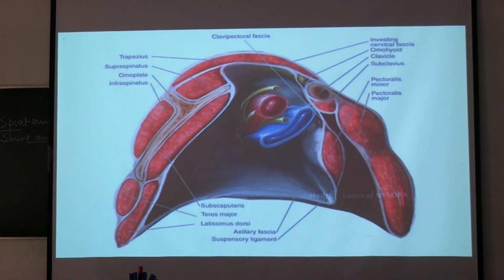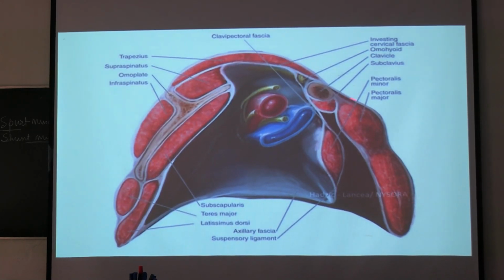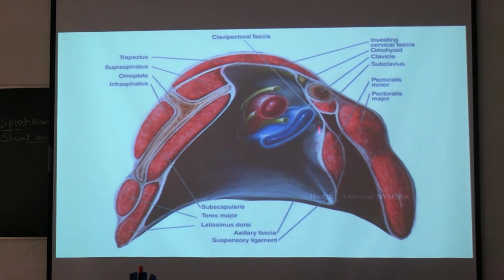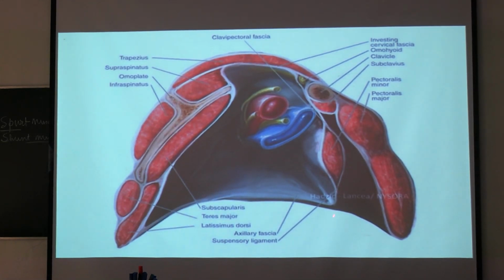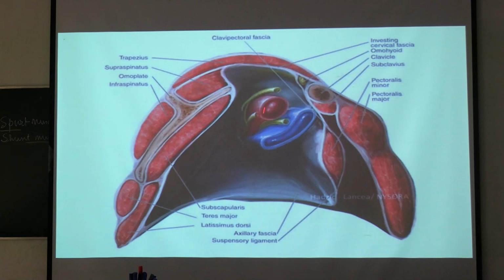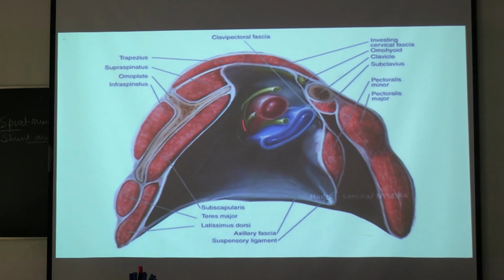See here, this is pectoralis major. This is pectoral fascia. After that, here is the clavicle, subclavius, clavipectoral fascia, pectoralis minor, suspensory ligament of axilla, and here is the axillary fascia. Okay, and deep to the clavipectoral fascia, you can see these axillary vessels, axillary artery, axillary vein, and these are the cords of brachial plexus. 3 cords of brachial plexus lying around the axillary artery.